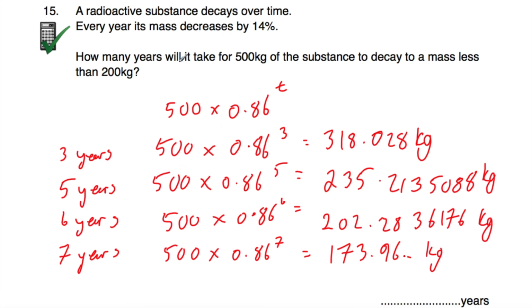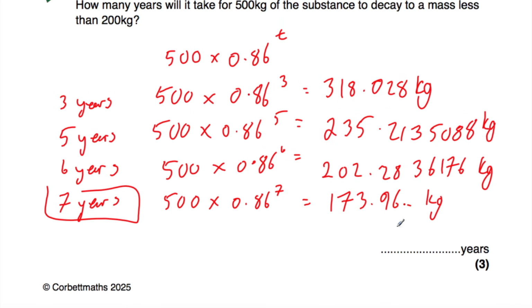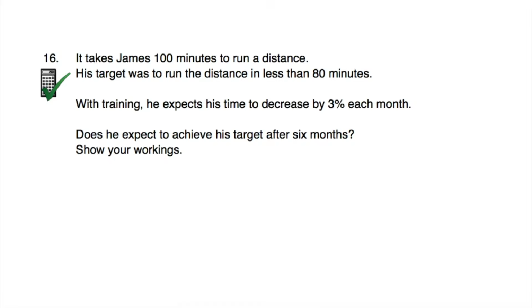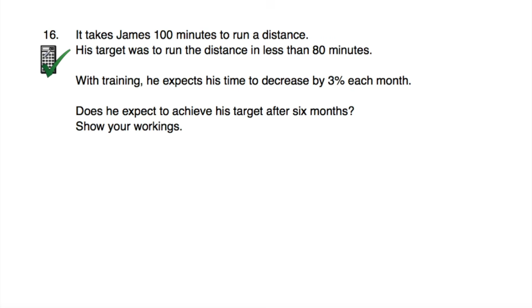So the question is, how many years will it take for 500 kilograms of the substance to decay to a mass less than 200 kilograms? It'll take 7 years. And that's it. So let's write that down. 7. Okay, that's it. Okay, let's look at our next question, question number 16.